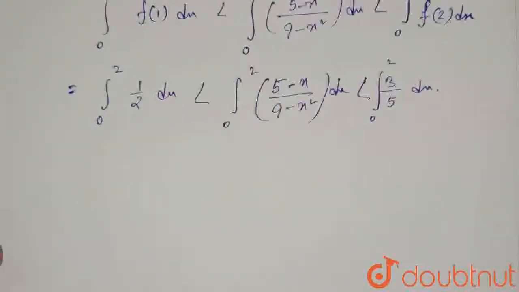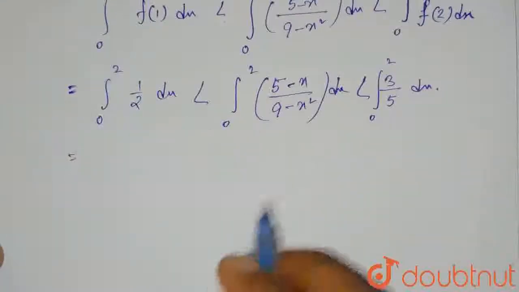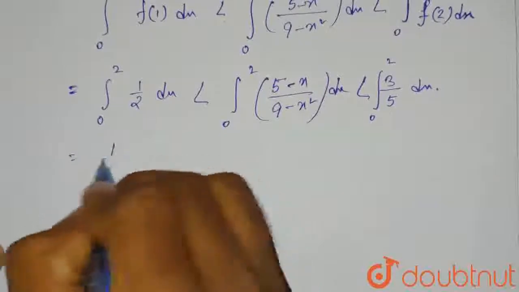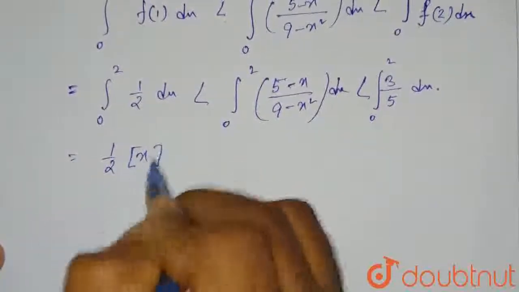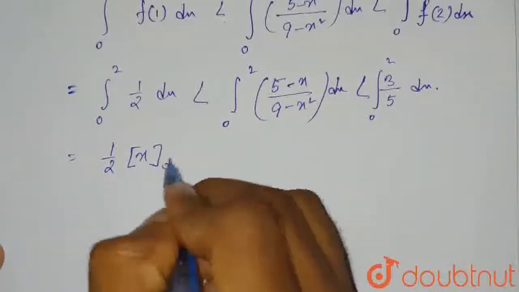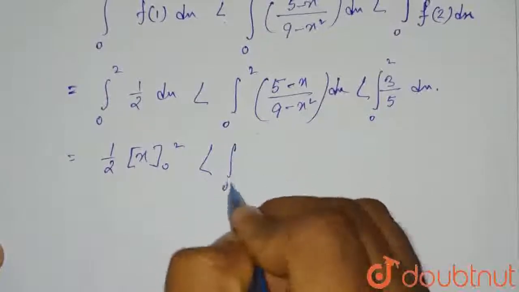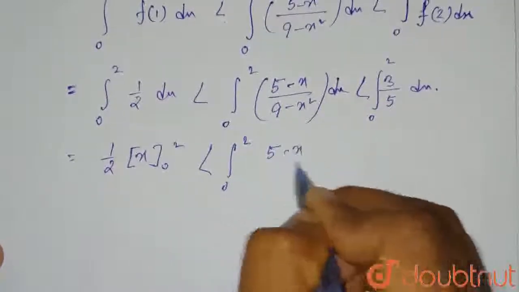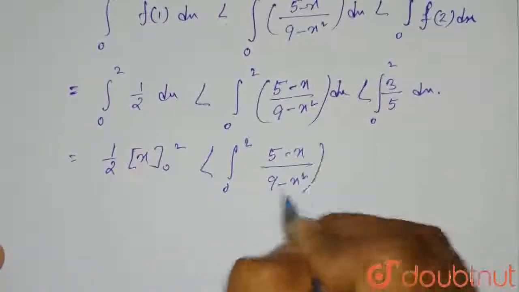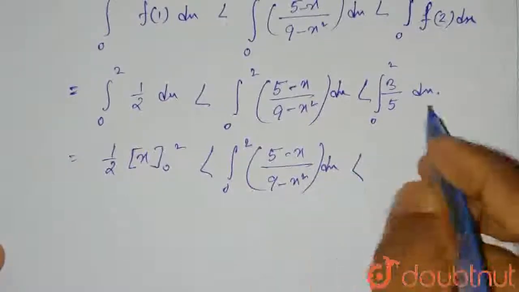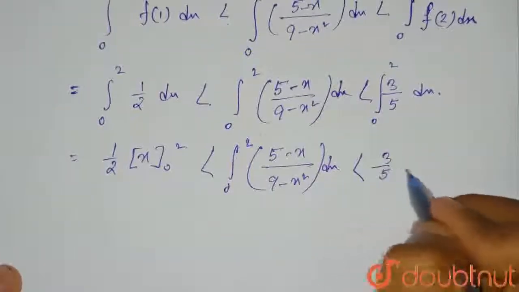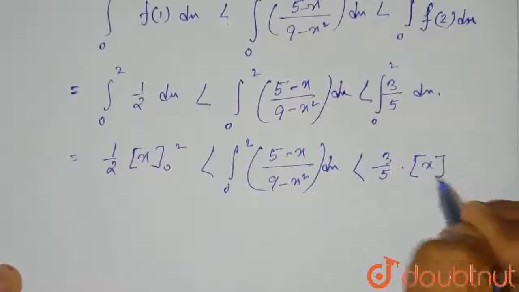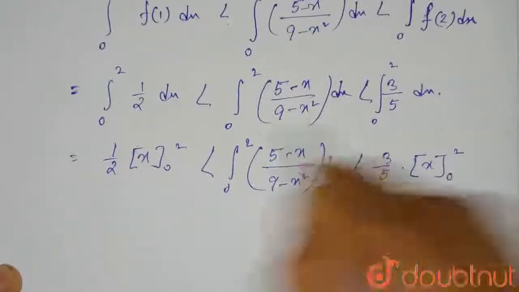The half will come out of the integration, and what we will find? It will be 1 by 2 x, the integration of dx, x from the limit 0 to 2, less than integration 0 to 2 5 minus x divided by 9 minus x square dx, less than 3 divided by 5 multiplied by x from limit 0 to 2, same as here.